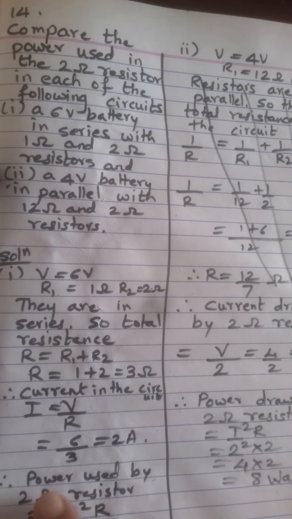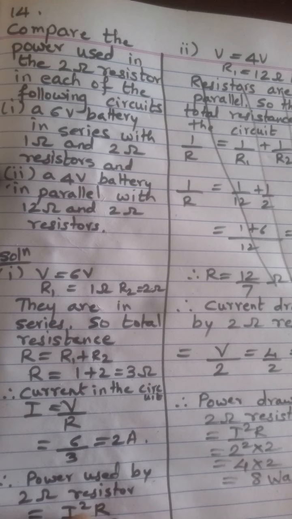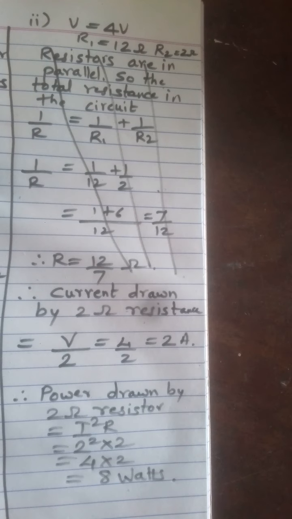So power used by the 2 ohm resistor is equal to, power formula is I square R. So current is 2 amperes, so 2 square. Resistance is 2 ohms. So 2 square is 4, 4 into 2 is 8. So it is 8 watts.